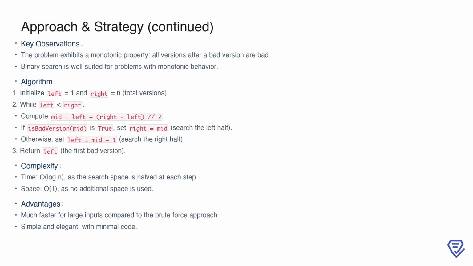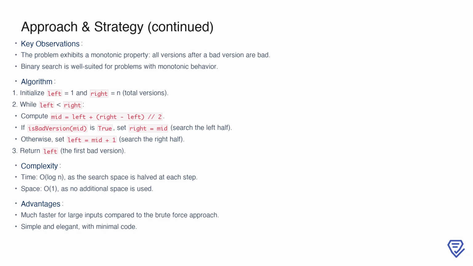When the loop ends, left will point to the first bad version, which we then return. This approach is highly efficient, with a time complexity of O(log n), as the search space is halved at each step, and it uses O(1) space since no additional memory is required.